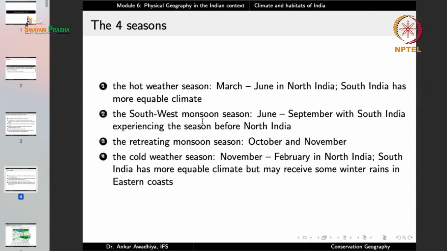So, this is the second season, the southwest monsoon season, where we get southwest winds which bring the rains, and these are known as monsoon winds. The term monsoon is derived from the word mausam, which means season. So, these are seasonal winds, and you can think of these as a very large scale sea breeze that is coming into the country because the land has been heated up a lot.